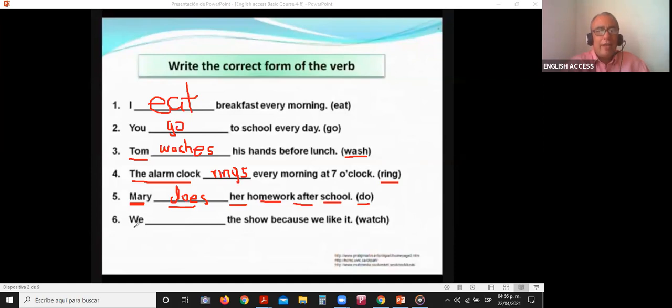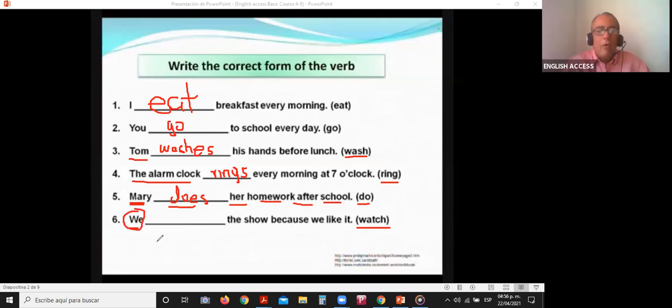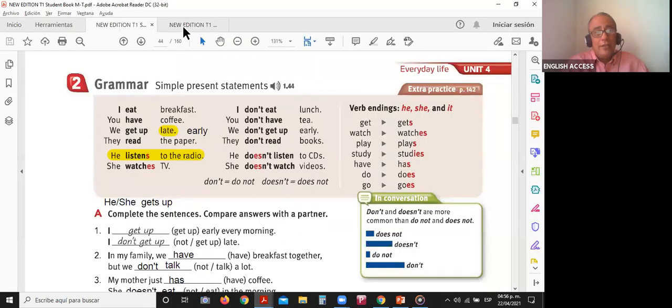Excellent. And finally, here we have we, and we have the verb watch. What is the correct word for here? Watch. We, what, Antonio? Watch. Only watch, because we is plural. It's more than one person. Very good. So this is a simple exercise that you can do also in the book or in the workbook.